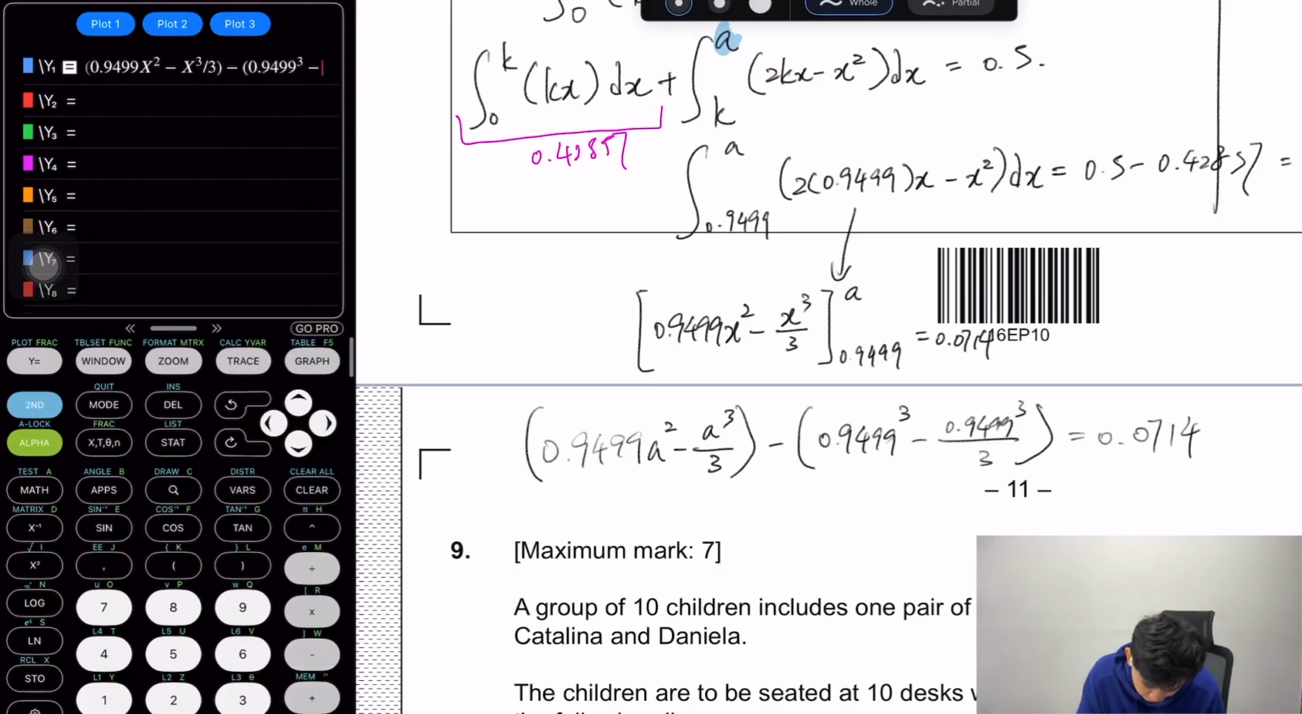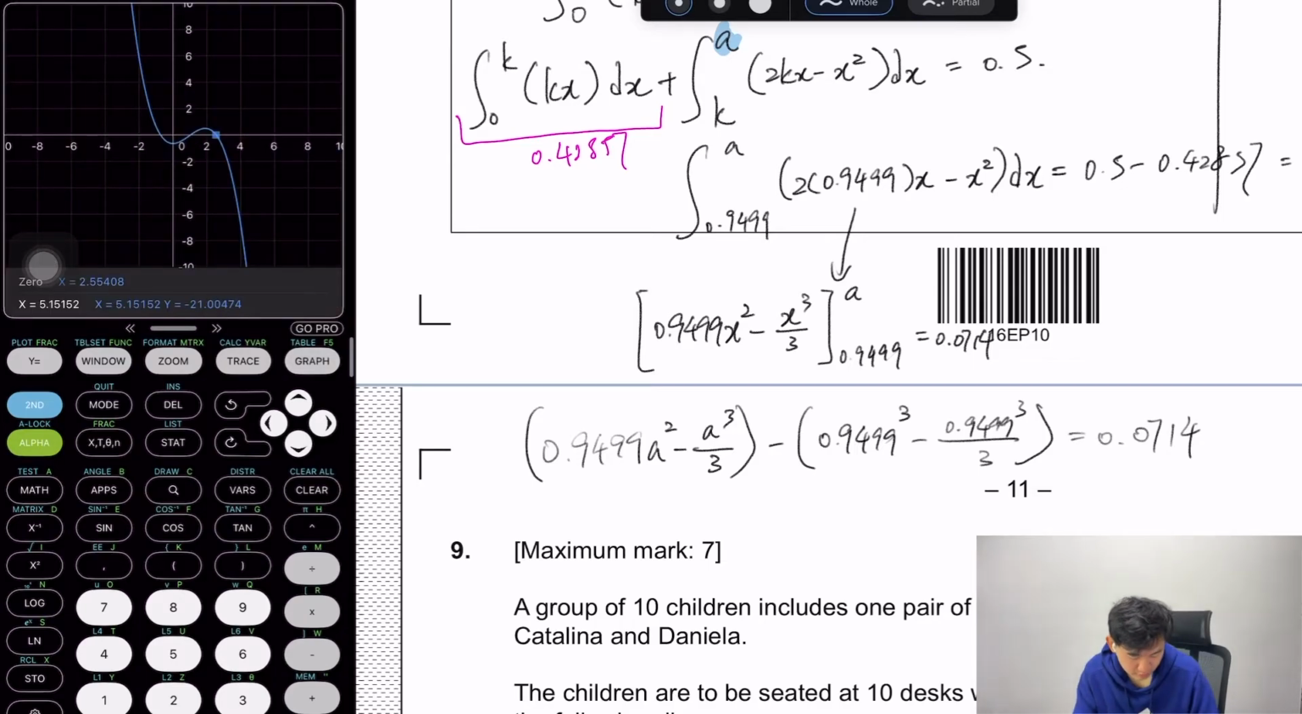then minus the 0.9499, sorry, to the power of 3, and then divided by 3, okay? And then close bracket, and we're going to minus the 0.0714. Yeah, to graph it up. So then we can trace a little bit. What is our A?